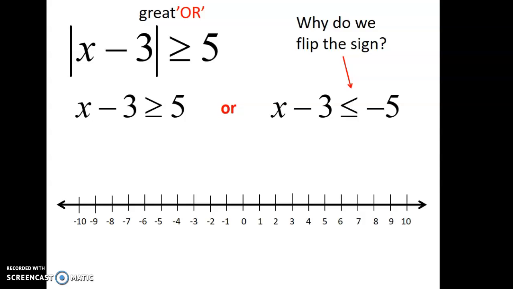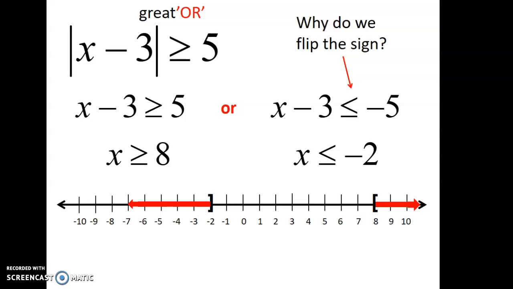We solve both of them by adding 3. The first one, you're going to get x is greater than or equal to 8. The second one, you're going to get x is less than or equal to negative 2. Now we do this like normal, like we've done for the inequalities in the past. We start at 8 with a bracket going to the right, and negative 2 with a bracket going to the left. Finally, we put our interval notation: starting at negative infinity, going to negative 2 with a bracket, a union sign to connect them, and 8 with a bracket going towards positive infinity.